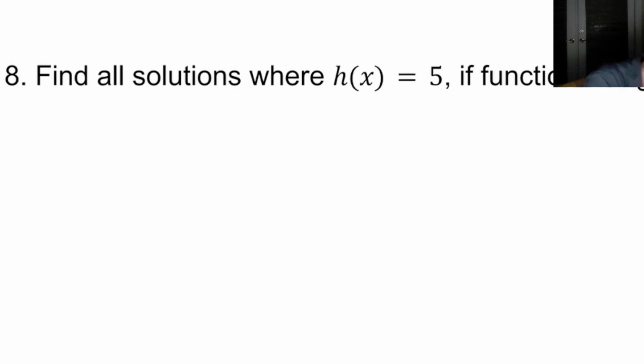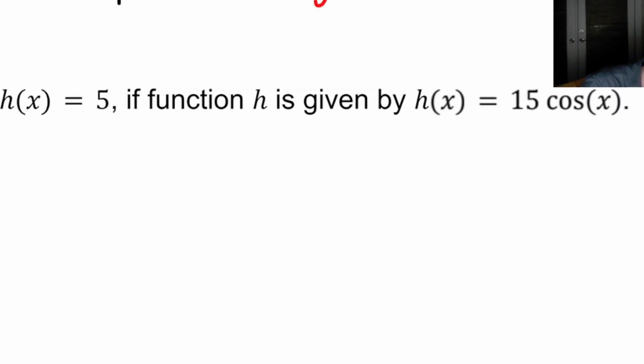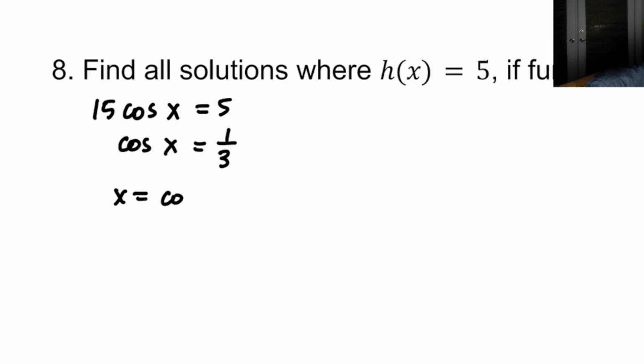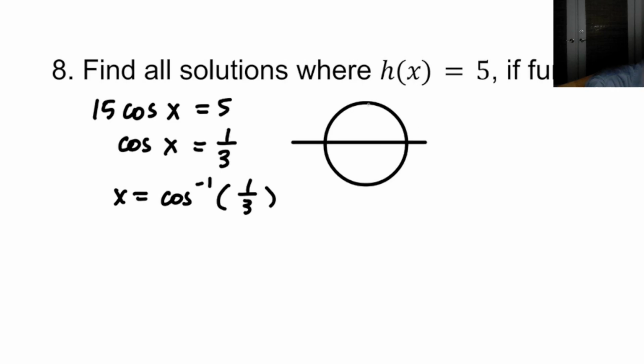All right, so h was 15 cosine, right? Yeah. So 15 cosine x equals 5. Divide both sides by 15. Get 5 over 15 is 1/3. And, okay, so x is going to equal arc cosine of 1/3. Okay, that is... well, not great, but good enough.